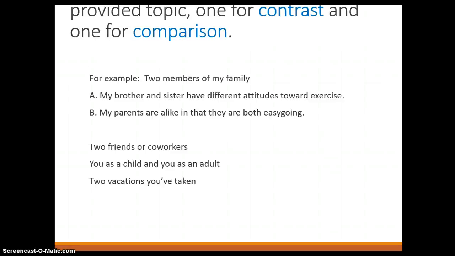So, for example, two members of my family, my brother and sister, have different attitudes toward exercise. My parents are alike in that they are both easygoing. Two friends or coworkers. You as a child or you as an adult. Two vacations you've taken. These are some examples of topics that you can contrast and compare.